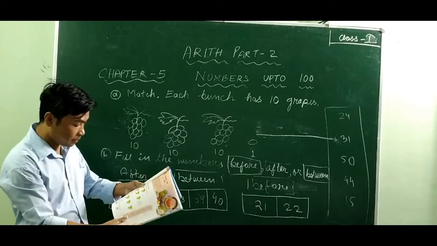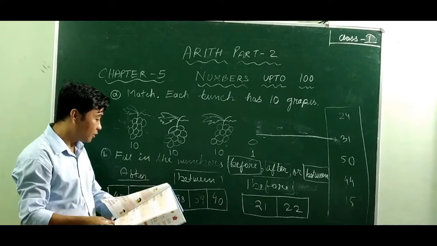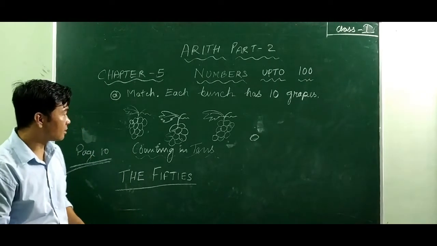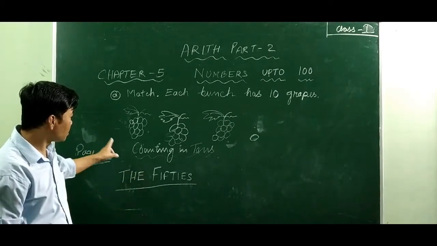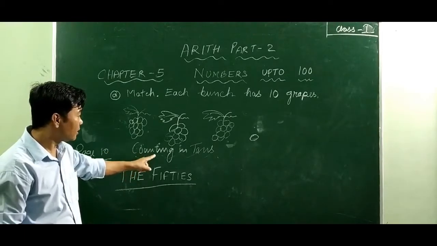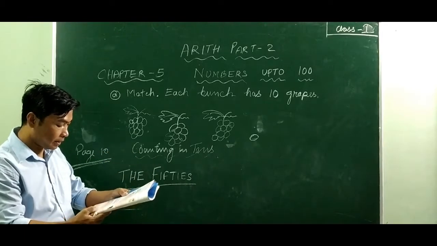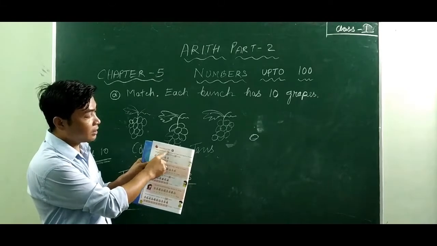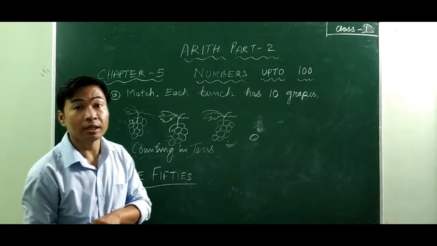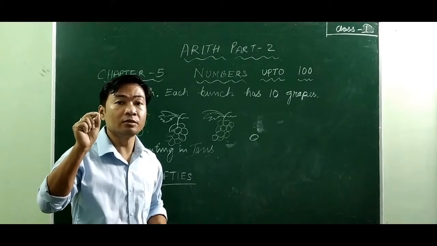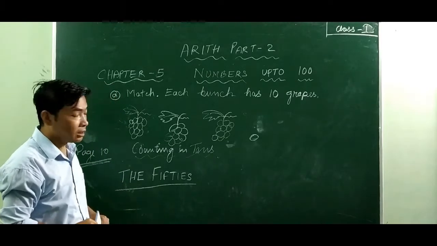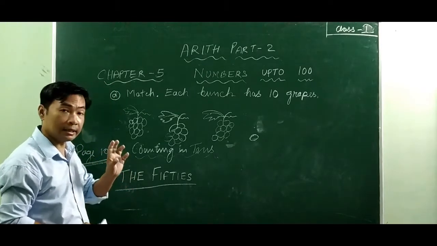So this is very simple, very easy. Number B has been done for you. You can practice at home. Now the next is, let us learn how to count numbers in tens. Counting in tens. If you open page number 8, you will see counting in tens. Okay? We have done counting numbers from 1 to 100, like 1, 2, 3, 4, 5, 6, 7, 8, 9, 10. Now, we will learn to count those numbers in tens.